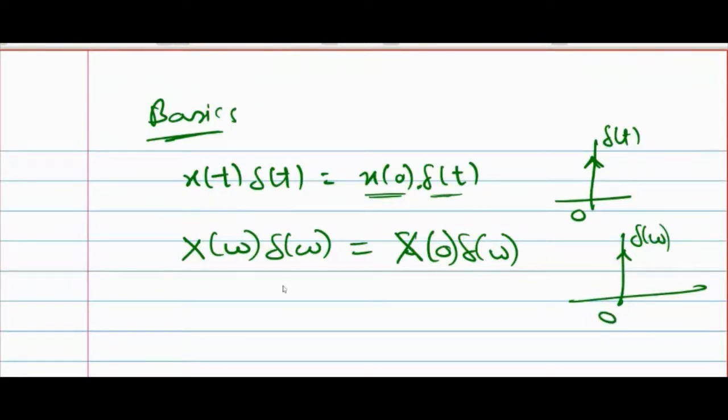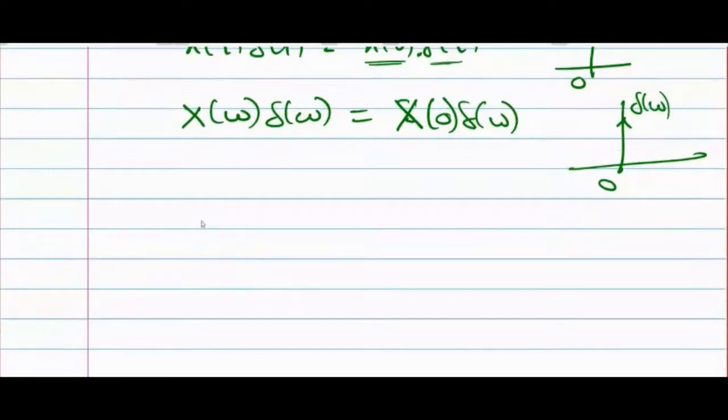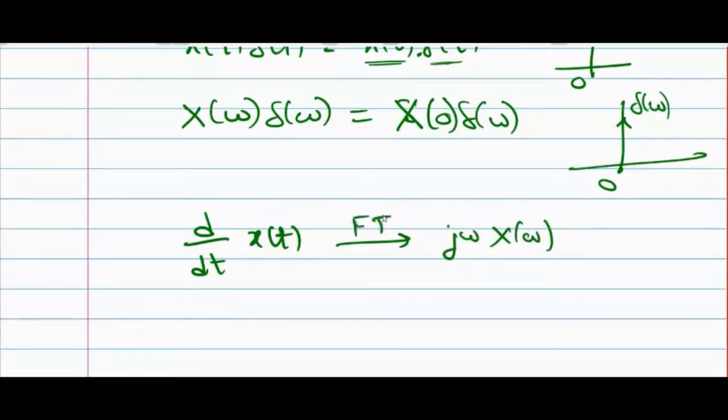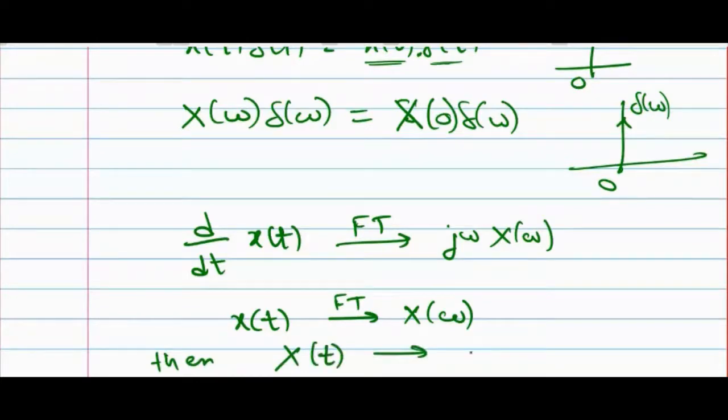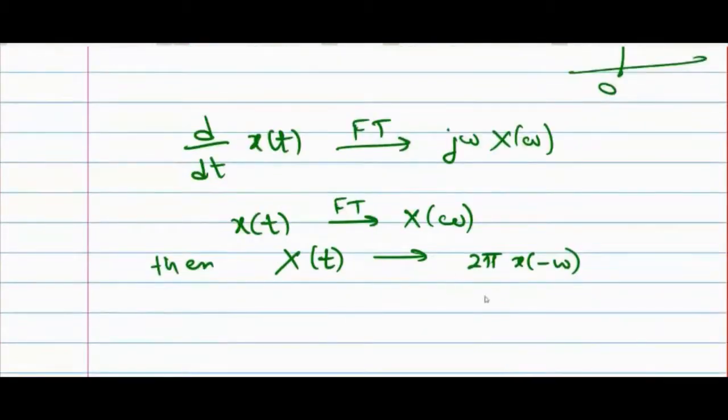Then in TTM, we have learned the properties of Fourier transform, like d by dt x of t has Fourier transform j omega x of omega. Then the duality property: if x of t has Fourier transform x of omega, then capital X of t has Fourier transform 2 pi small x of minus omega. And if the signal is even, this becomes 2 pi x of omega.